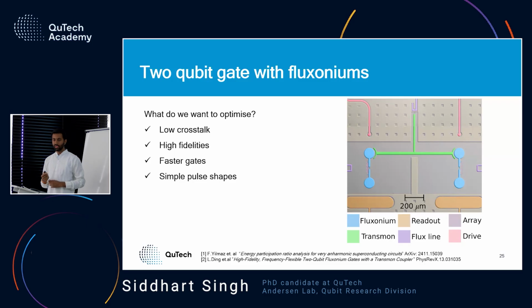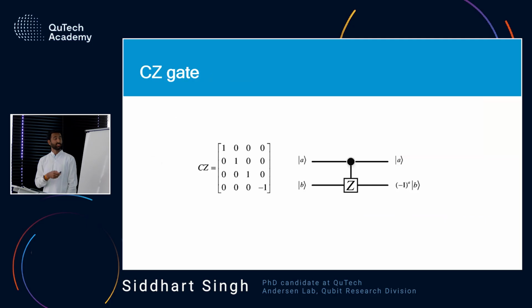And finally, pulse shapes, simple pulse shapes. Why? Because the optimization of the pulse shapes can take a lot of resources, both numerically and also in experiments. And I will come back to this further in the presentation. And that's why we use this architecture where we have fluxoniums coupled with a transmon. So this is the gate which we want to do. This is a CZ gate where your control qubit is A, the target qubit is B. If A is in 1, you should be able to do a minus sign, and the matrix looks like this.